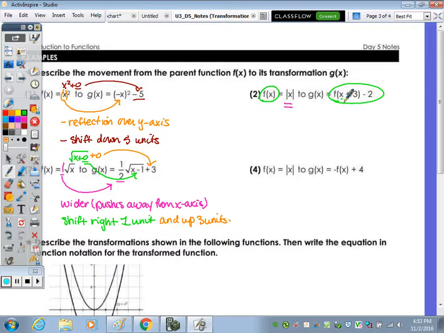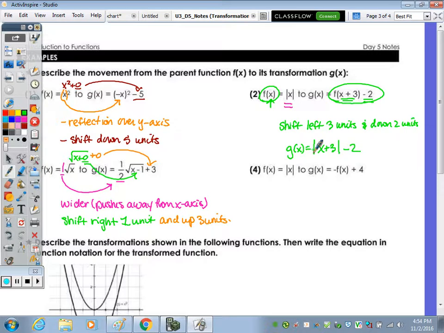If we're adding or subtracting, it doesn't matter what the function is, okay? Adding, subtracting inside the parentheses is the horizontal shift. So plus 3 means we're going to shift, we think right, but it's opposite. So left 3 units. And adding or subtracting outside the notation is up and down. And this is going to be down 2 units. In notation, that would be absolute value of x plus 3 minus 2. Okay, we can use the g of x.